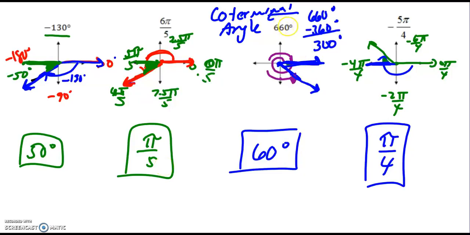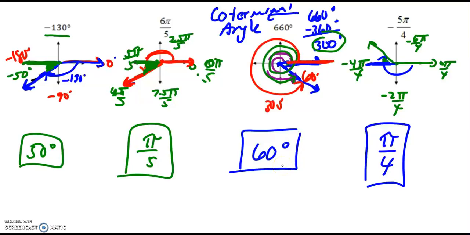This example, 660, I found the coterminal angle because I had to go around more than one time to land here. So what I did was I found that the coterminal angle was 300. So I thought about that this is really 300 degrees, which means there's 60 degrees left over to get to the x-axis, which is why that was my answer for number 3.